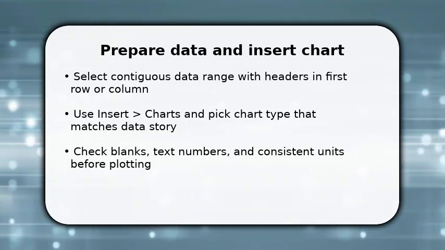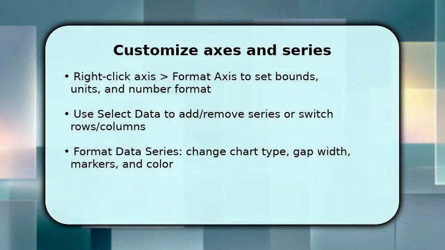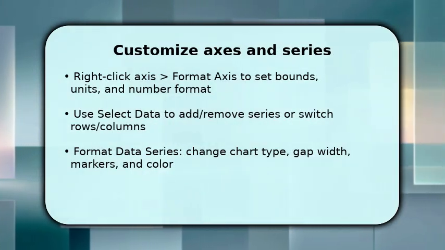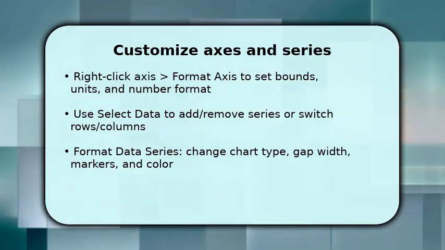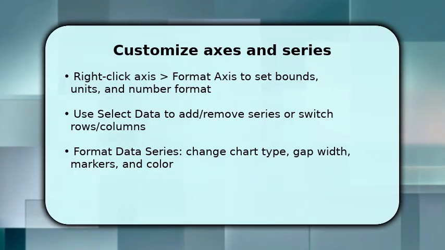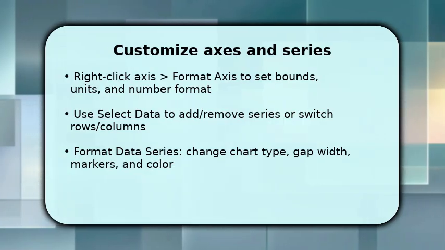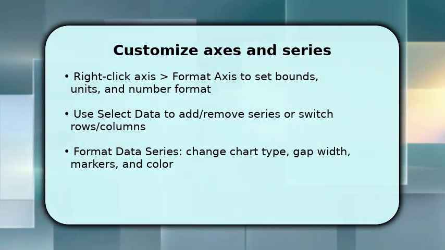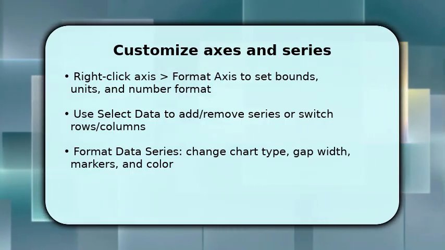Now focus on clarity. Adjust axes so scales reflect meaningful bounds and avoid misleading zero omissions. You should right-click an axis and set min/max and major unit for readable tick marks. Once adjusted, use Select Data to reorder or add series, which affects stacking and comparison. Apply Format Data Series to tune gap width, marker style, or secondary axis when scales differ.